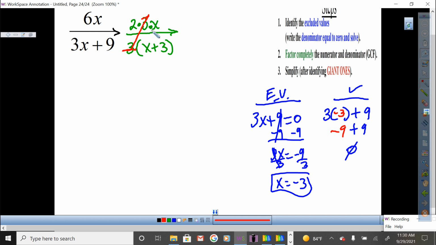Can I do x over x? No, because of what? The addition. So what does that leave us with? 2x over x plus 3.